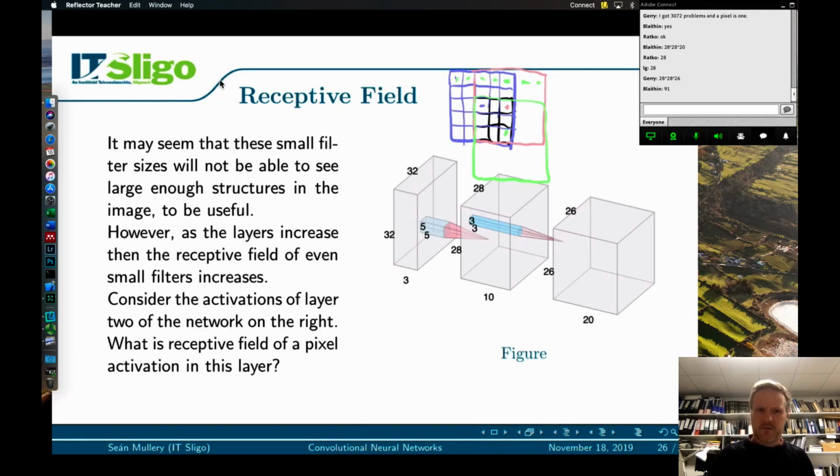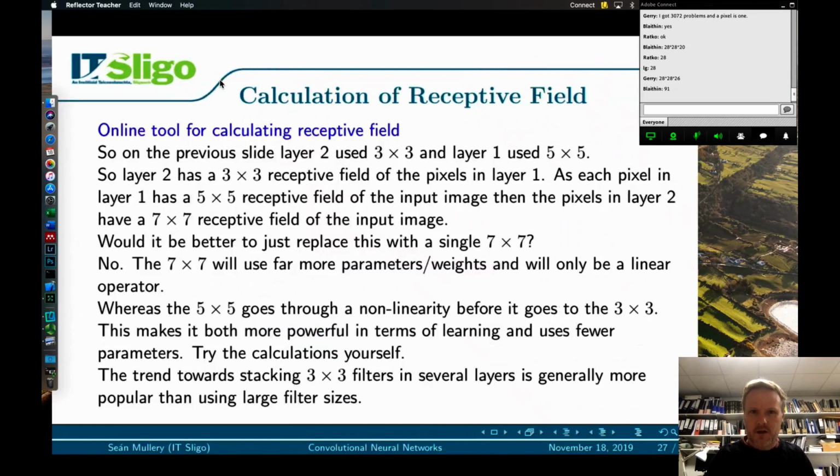You can consider the activations of layer 2 of the network on the right. What is the receptive field of a pixel in this activation layer? What we've just shown is that it would see a 7x7 region in our original image. And if we kept going further up with filter sizes that kept having 3x3s, we'd go up by one each time: from 7x7 to 8x8, 9x9. It would go larger in that sort of direction. There's a nice little online tool for calculating the receptive field at particular layers, and you can see how it affects it and changes it.